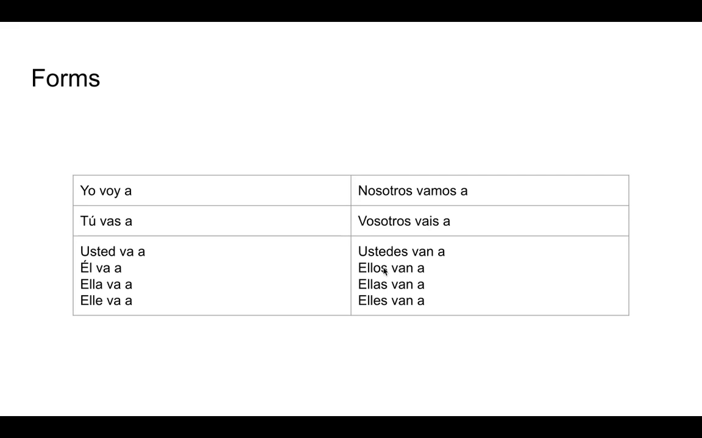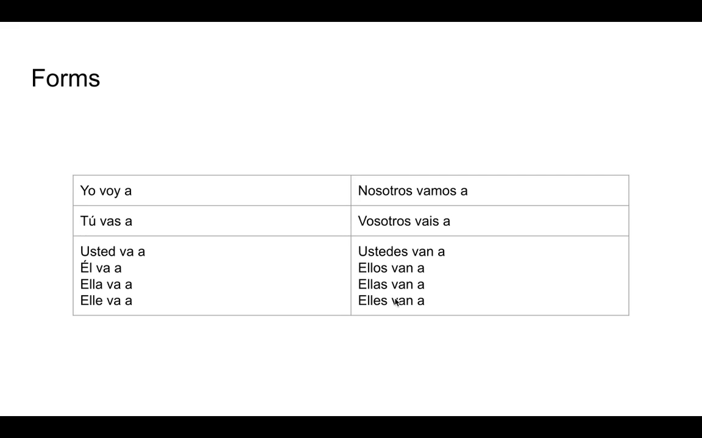Let's take a look at those forms one more time before we see it in a couple of sentences. Yo voy. Tú vas. Usted va. Él va. Ella va. Nosotros vamos. Vosotros vais. Ustedes van. Ellos van. Ellas van.